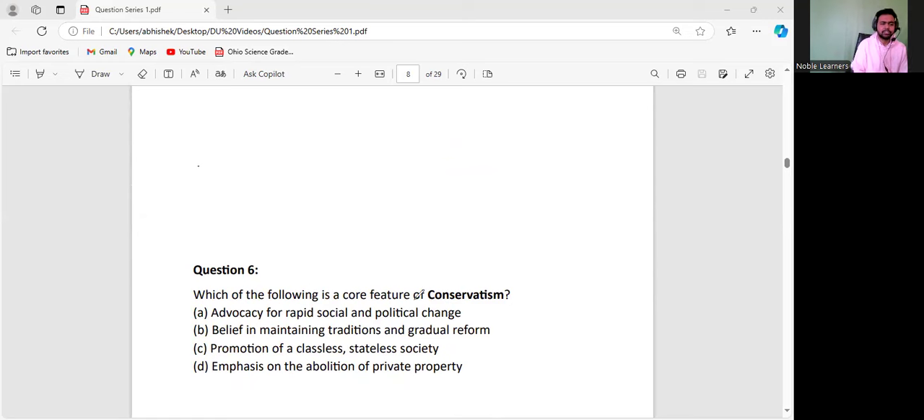So let us go to the next one. Which of the following is a core feature of conservatism? Edmund Burke is considered to be one of the staunch supporters of conservatism, and also known to be the father of conservatism. Also, Michael Oakeshott is related to conservatism. You could remember that. So now, what is the core feature of conservatism?